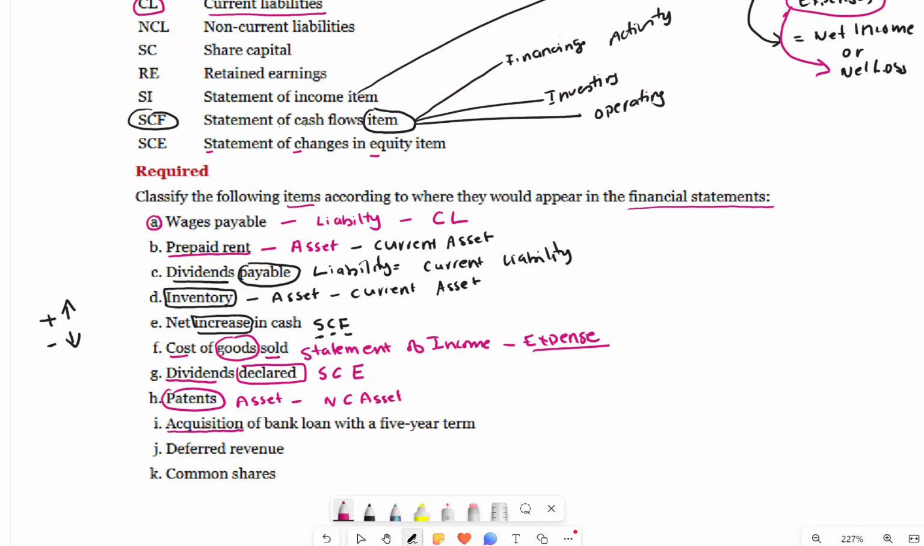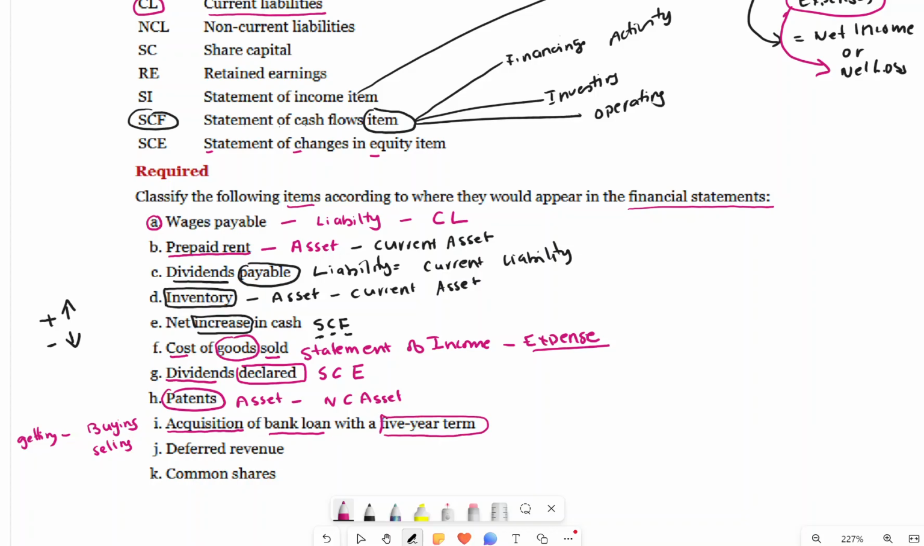Acquisition, when you think of an acquisition, you're buying. So you're buying or you're selling. That's what it means. Acquisition is when you are getting something, buying or getting something. That will be my acquisition. Acquisition of a bank loan within a 5-year term. What we did is we got a bank loan.